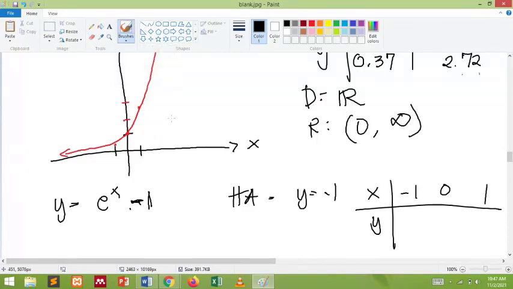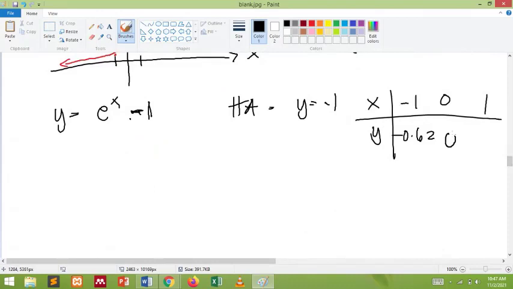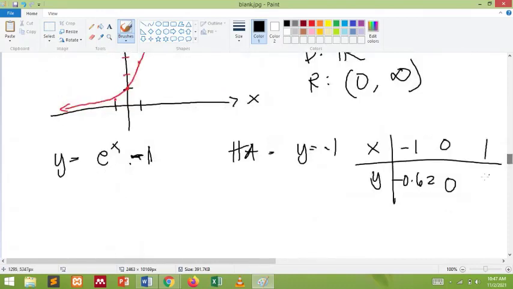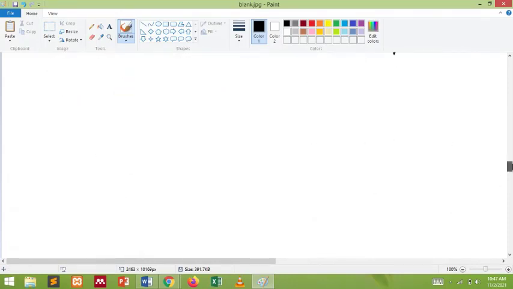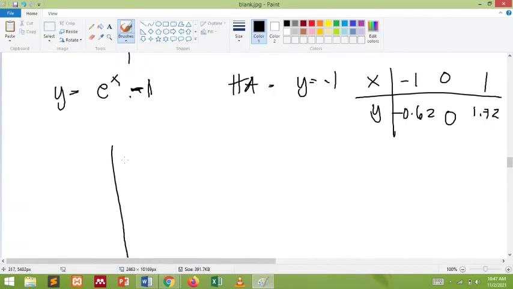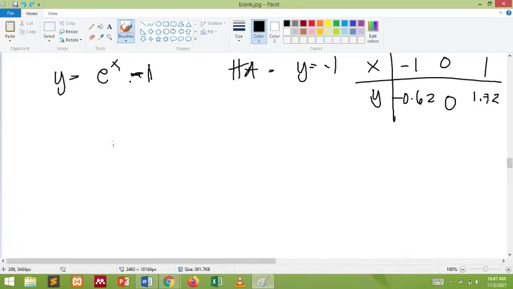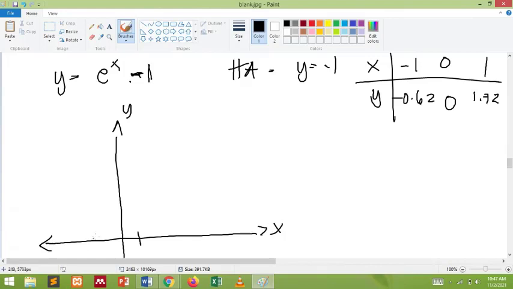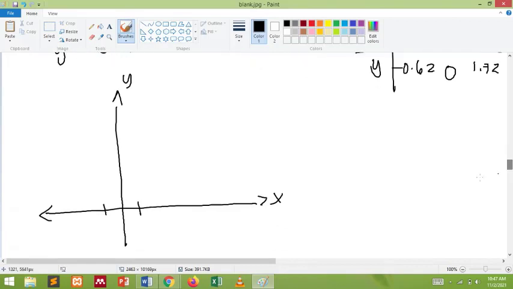Okay. So now, using your calculator, it will be 0.37 minus 1 is negative 0.62. And then 1 minus 1 is just 0. And then 2.72 minus 1 is 1.72. Now, let's plot this. Guys, if you really want to check kung tama yung mga pinaggagawa ko dito, you can simply substitute the x values to the function that we have here. So this is your x, this is your y, and then like positive 1, -1. So kung -1, it is negative 0.62.